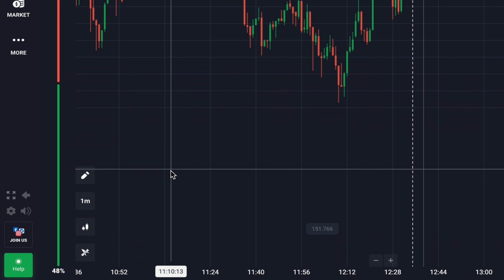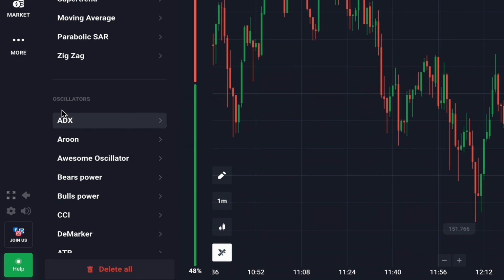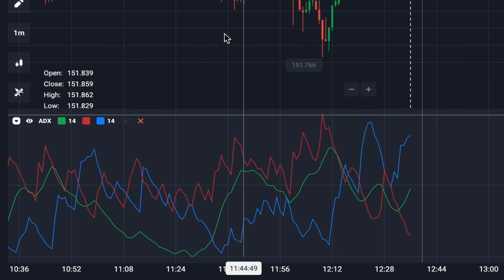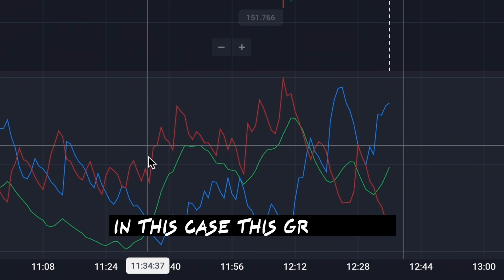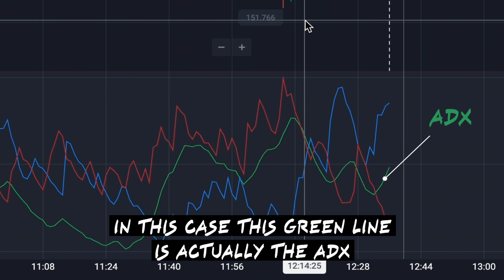Let's start with a little fun fact. If you go to Quotex and click on ADX indicator, you will see this indicator. And do you know what's funny here? This is not ADX. ADX is an indicator consisting of one single line reflecting the strength of a trend. And in this case, this green line is actually the ADX.